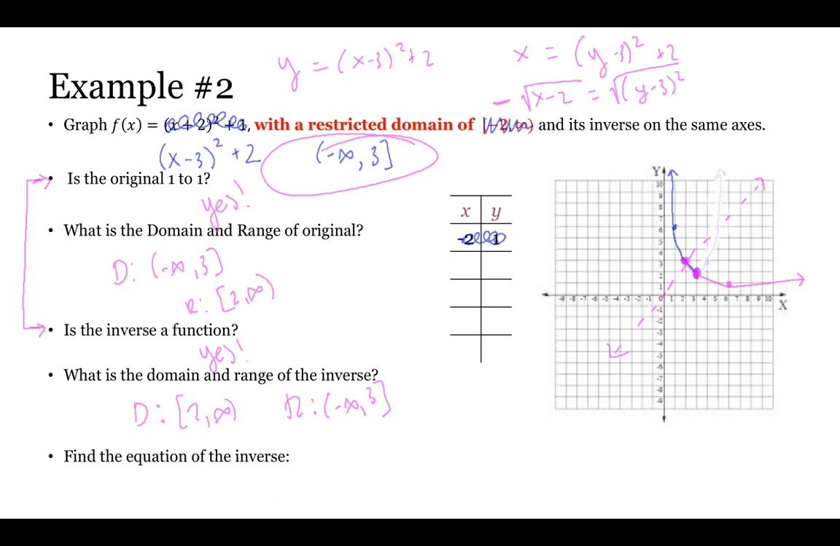So then I'm going to have y minus 3 equals the negative square root of x minus 2, and then go ahead and add 3. So I can and I should use inverse notation here. Function inverse notation: f inverse of x equals negative square root of x minus 2, plus 3. All right, and that is this graph.